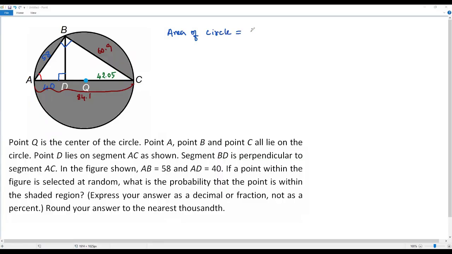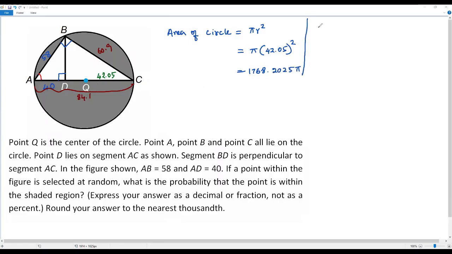The formula is pi r square. Already we got the radius, that is 42.05. Let me plug in this value for r over here. Then I'm getting pi times 42.05 the whole square. When I evaluate the value of 42.05 the whole square, I'm getting 1768.2025, and we can write this pi over here.